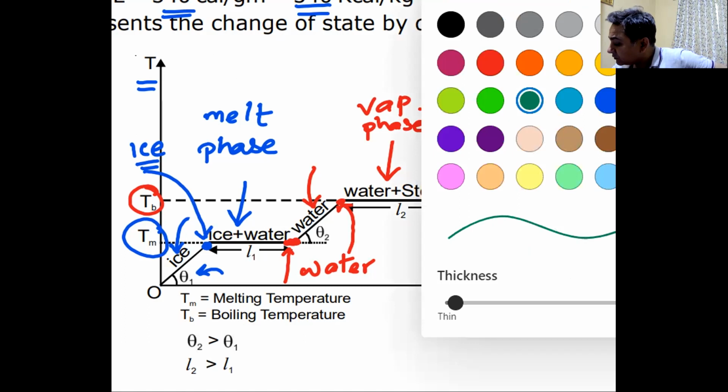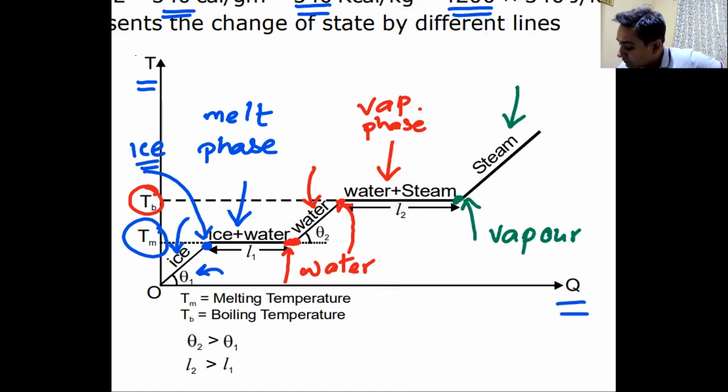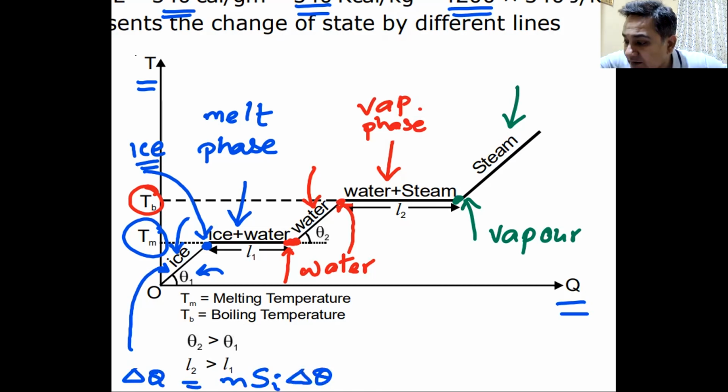For example, in this blue phase, the temperature of ice is changing. The heat given in this process, delta Q, will be equal to M into specific heat of ice into delta theta. Do we understand this? I need real sense from everyone. Well done. In this slanted line, the heat given is M into specific heat of ice into delta theta.